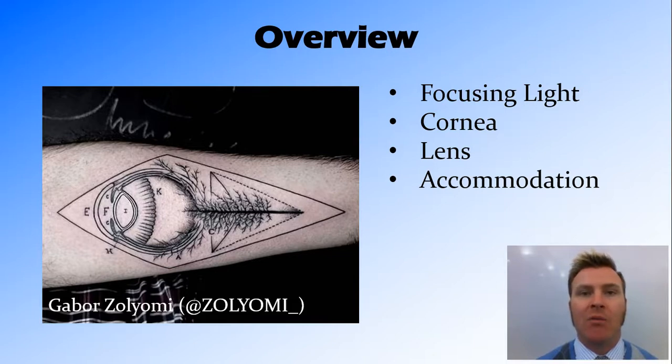And then we've talked about accommodation, going from rest, looking at something far away, to maximum accommodation, something right in front of your face, where your ciliary muscle has to contract, allowing the zonules to relax, and that lens pops into that fat maximum accommodation mode.